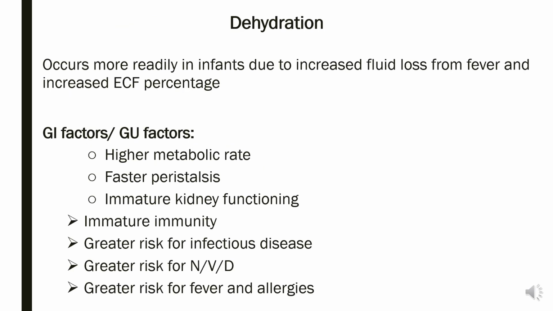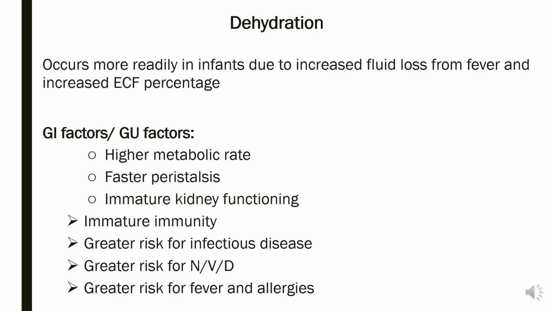Dehydration occurs much more easily in infants than in older children or adults. This is mainly due to increased insensible fluid loss from fever, a higher percentage of extracellular fluid, and several developmental differences in the GI and GU systems. Insensible fluid loss means the water lost from the body that you can't see or measure or easily notice. This can occur through evaporation through the skin or through the lungs during breathing.